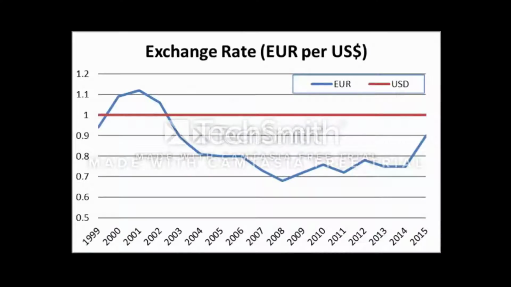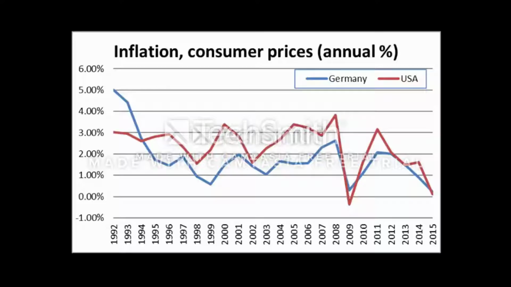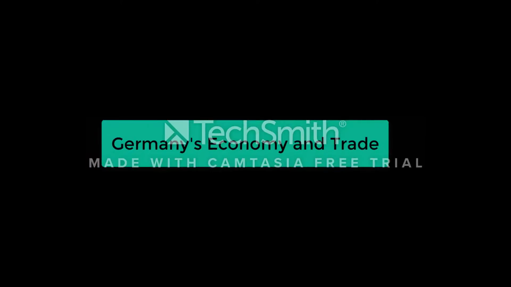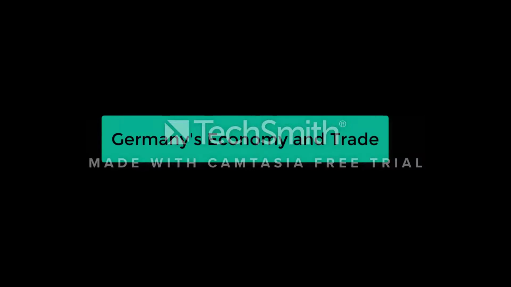The euro was introduced in 1999. Initially, the euro was fairly weak compared to the US dollar. However, in 2002, a shift took place and the euro got stronger and has remained stronger compared to the US dollar. Historically, annual inflation in Germany has been between 1 and 2%, which is about 1% lower compared to inflation in the United States. Now we'll talk about Germany's economy and trade.